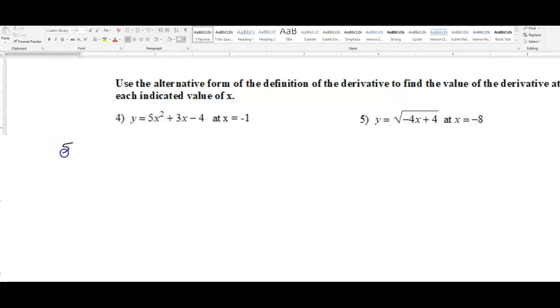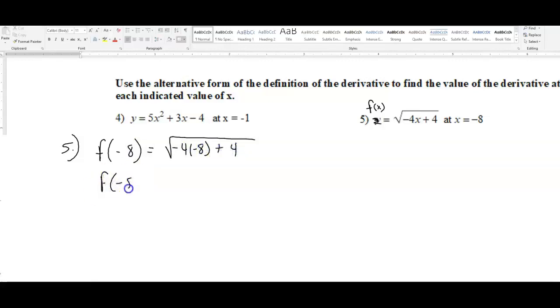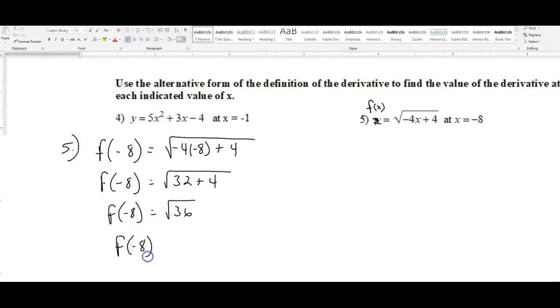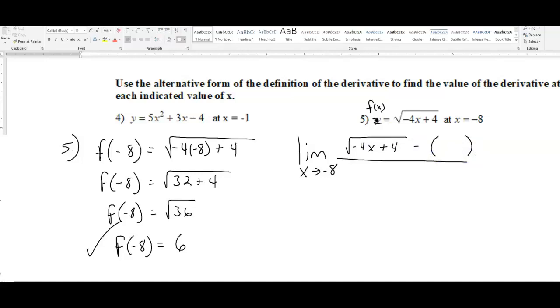Similar steps. The algebra process is a little bit different. So the first thing I want to do is find out what f of -8 is. Okay, so f of -8 is 6, so I'd want to see you get that. Then I'd want to see your setup for the alternative form, which would be x is approaching -8. Then you have your f of x minus your f of -8 all over x minus the -8.